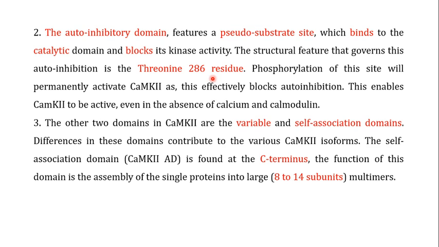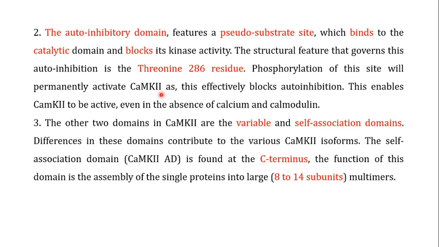The structural feature that governs this autoinhibition is the threonine 286 residue. What I mean is that in the autoinhibitory domain, at position number 286, there is threonine, and when this threonine is in the dephosphorylated form, it binds to the catalytic domain, thereby blocking its kinase activity. If you phosphorylate this threonine 286, this phosphorylation removes the autoinhibitory domain from the catalytic domain, and the kinase activity of the catalytic domain is restored. So the phosphorylation of threonine 286 will permanently activate the CaM Kinase-II, as this effectively blocks the autoinhibition.